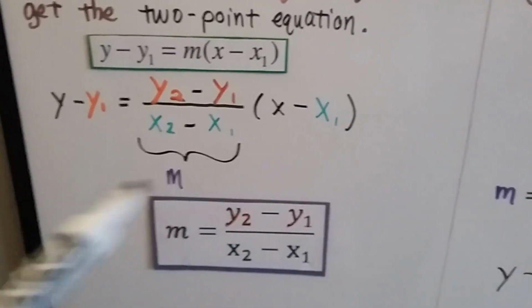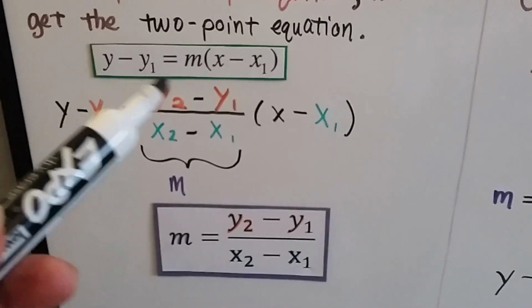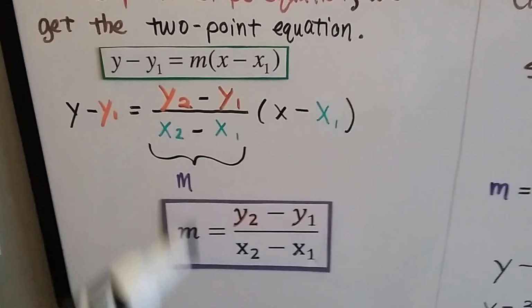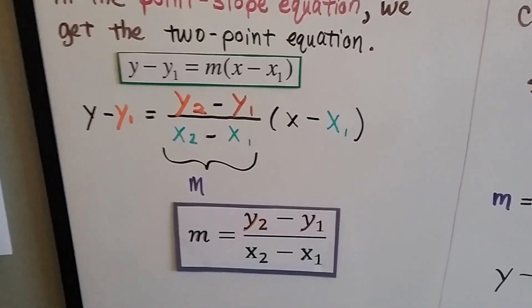So it looks like a very huge equation, but really it's not. We take the first y coordinate and the first x coordinate, and we plug them in, see? So it looks more difficult than it really is, all right?